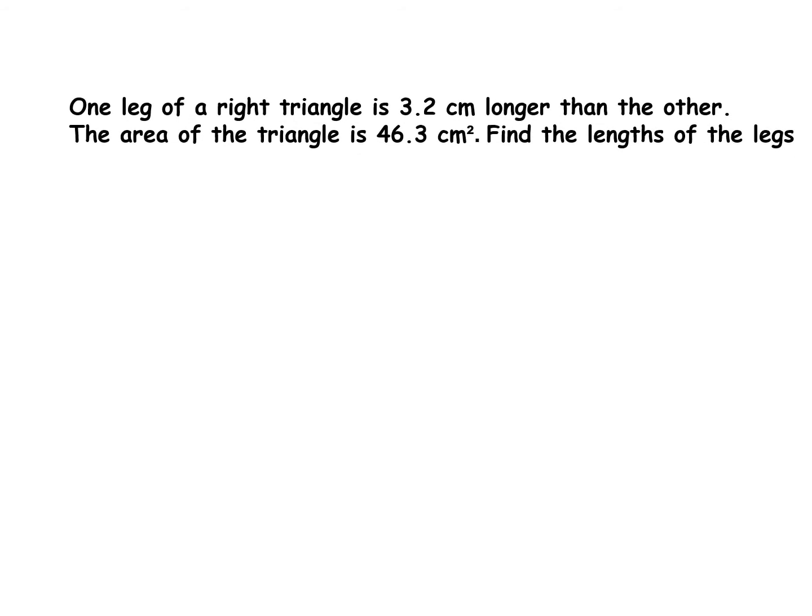All right, here's another example. One leg of a right triangle is 3.2 centimeters longer than the other. The area of the right triangle is 46.3 centimeters squared. Find the lengths of the legs. So once again, it told you it was a right triangle.